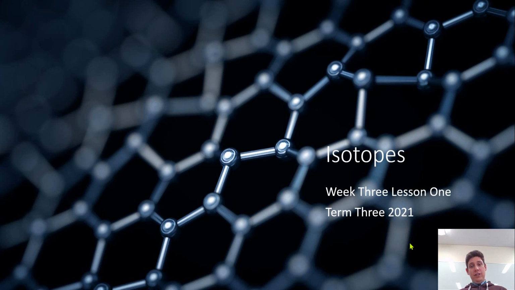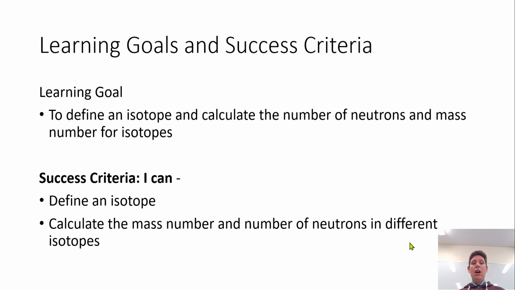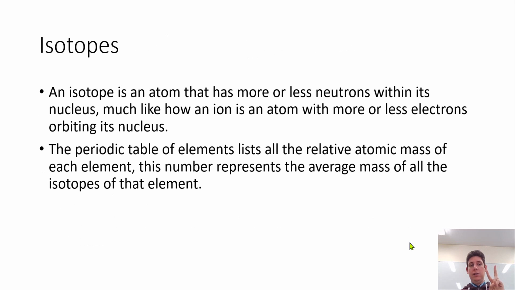Today we're looking at isotopes. That's when the number of neutrons changes. So an isotope is the focus, our goal today. Can you define an isotope? Can you calculate the number of neutrons and the mass number for isotopes? That's your success criteria as well. You can do those 2 things.